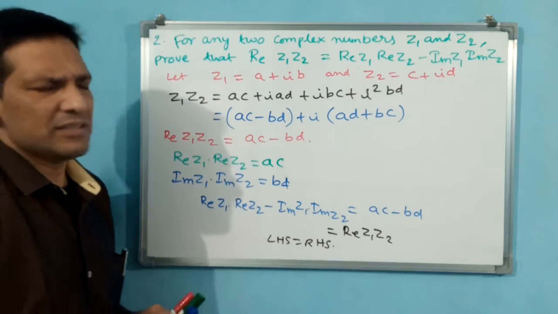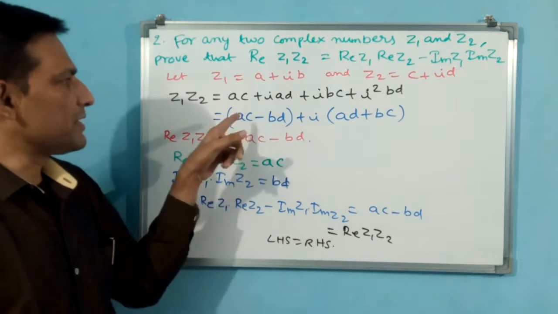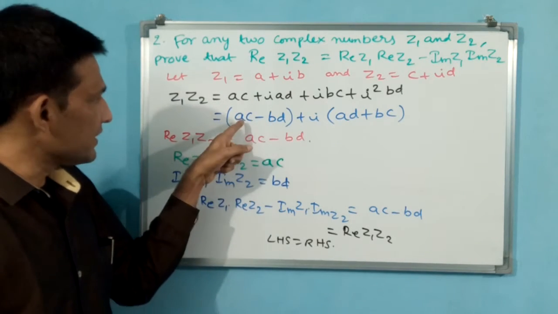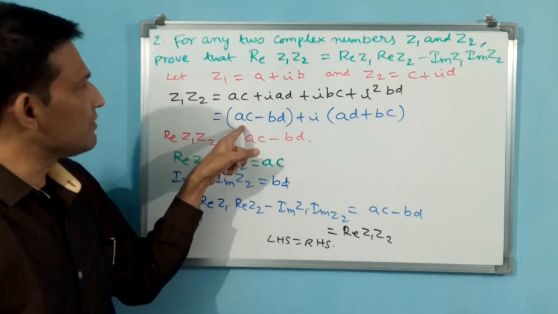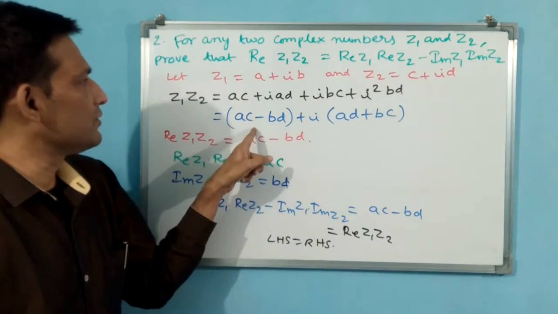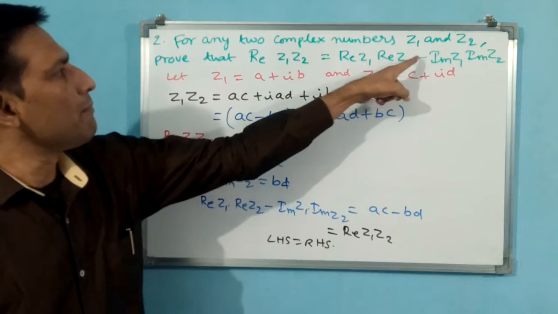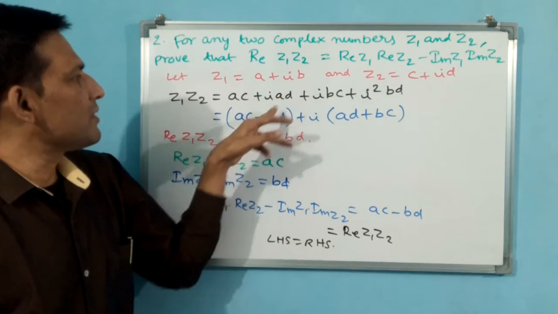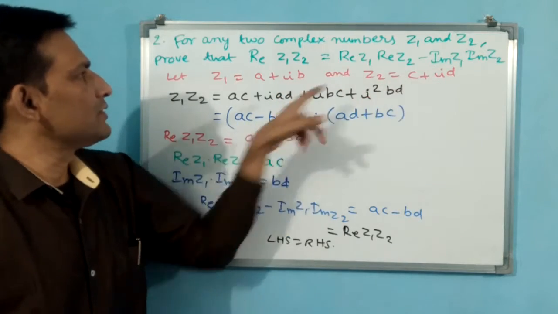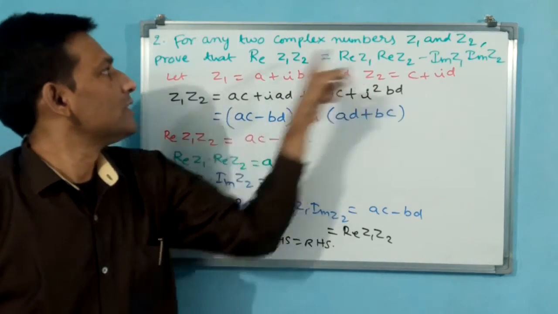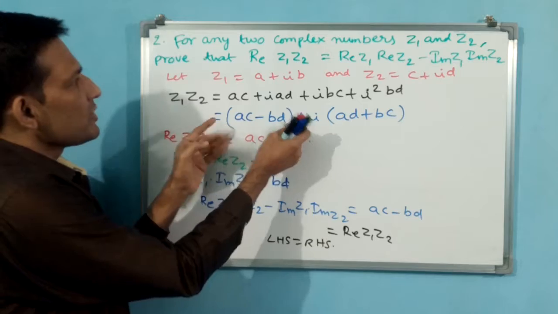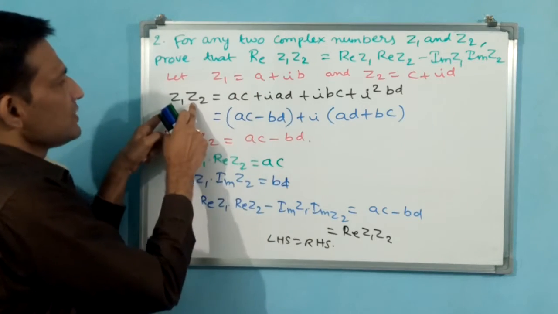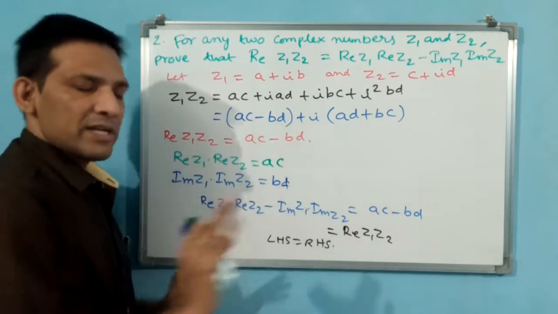Understand this question? Simple question only. After multiplication, normally real part will come. This real part, A is real part of Z1, C is real part of Z2, minus B is imaginary part of Z1, D is imaginary part of Z2. Okay, this entire thing is going to become real part of Z1 Z2. Why? Because imaginary part he has not asked.